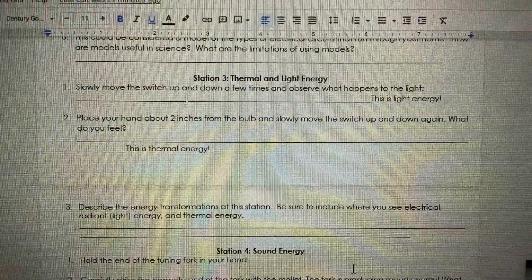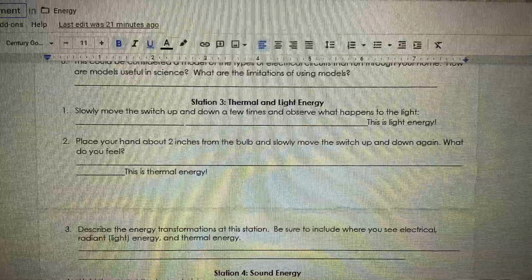So since you all are not doing it, I'm going to tell you what I feel. So here's the switch. Here's my hand. About 2 inches will be here. Ooh, feels a little warm, obviously. This is heat. Don't try this at home. Every time I turn on the light, my hand is getting warmer due to the heat. And when I turn it off, it just cools off again. So please go ahead and answer the question. Now be sure that you're answering the rest of the questions for station 3.